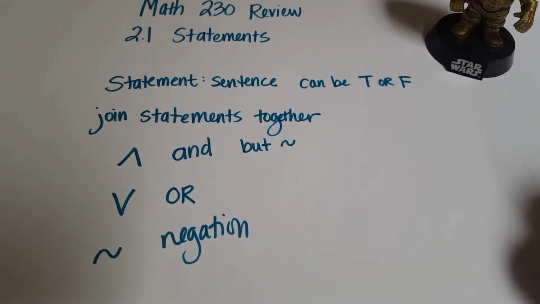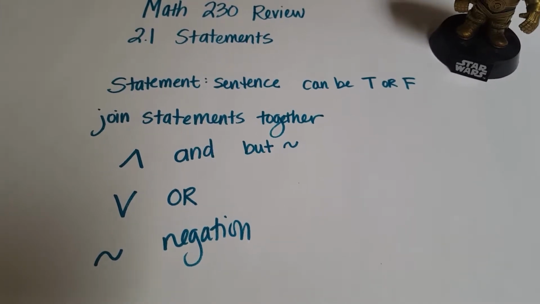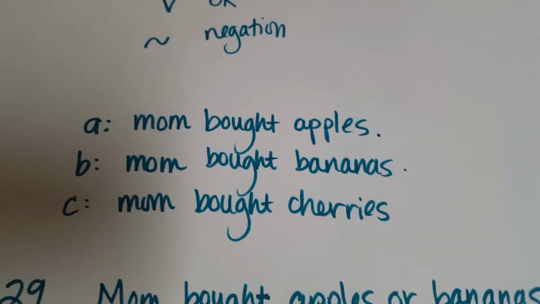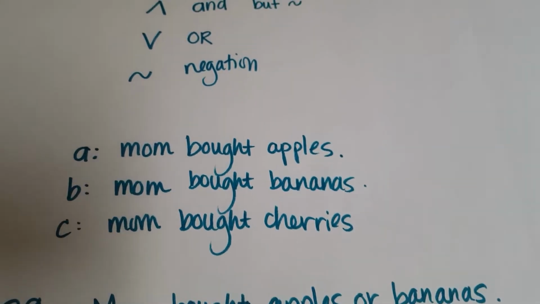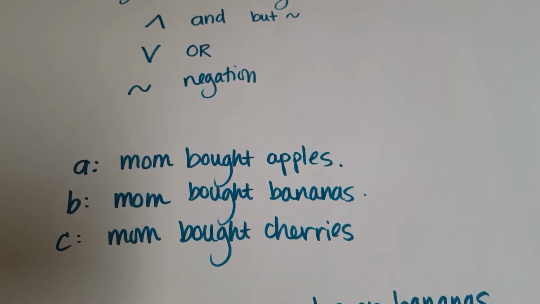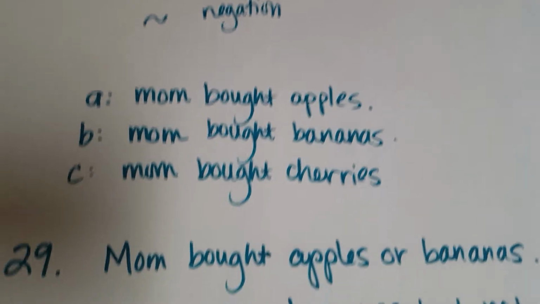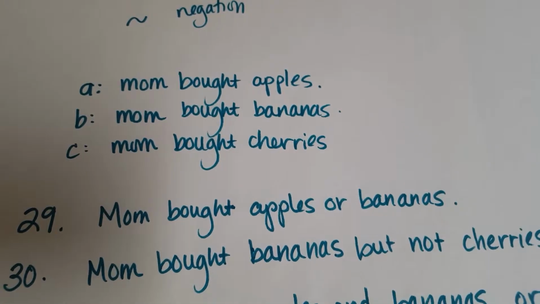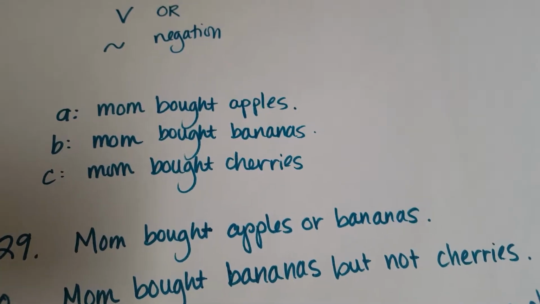All right, so we're going to practice a couple of problems that have to do with using symbols and joining statements together. So these are the book problems 29 through 31, and the statements are: Mom bought apples, Mom bought bananas, Mom bought cherries. And we're going to denote them with A, B, and C. All right, so the first homework problem, problem number 29, says, Mom bought apples or bananas.